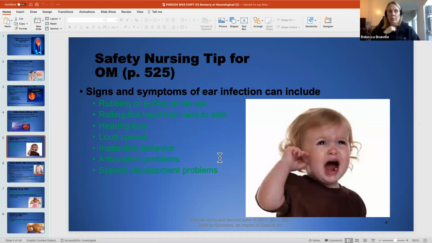So you will probably see a kid with an ear infection when you're working in pediatrics, and this picture is pretty indicative of what kids look like when they have an infection. They tend to rub their ears or put their fingers in their ears or roll their head from side to side. If ear infections aren't treated, it can lead to hearing loss or speech problems. Sometimes they end up not being attentive because they're in pain or they can't hear. So it is important that when they have symptoms of ear infections, they get taken in to be seen so they can get started on the appropriate treatment.